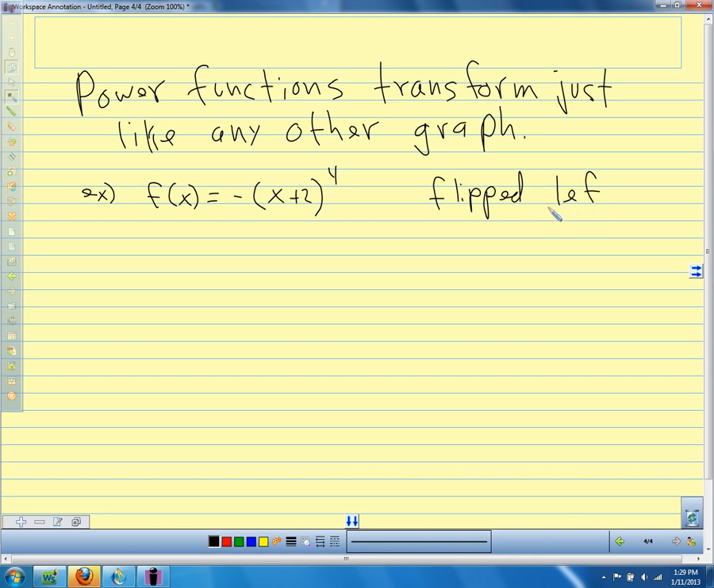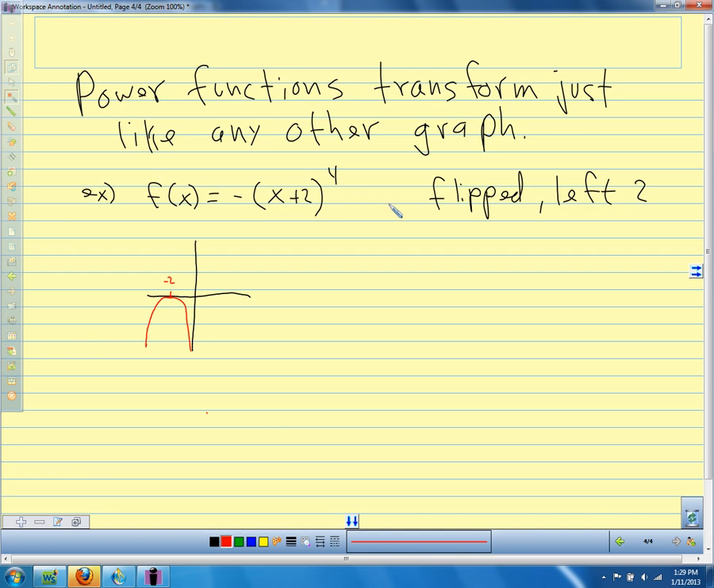And left 2 units. So if we were to sketch a rough graph of this one, it's just going to be really quick. It's flipped upside down and it's shifted to the left by 2. And we know that x to the fourth looks kind of like x squared but kind of flattened out. So here we're at negative 2, so my graph is going to look roughly like this. So kind of like a flattened out parabola shifted over to the left 2 and upside down. So they transform just like any other function.